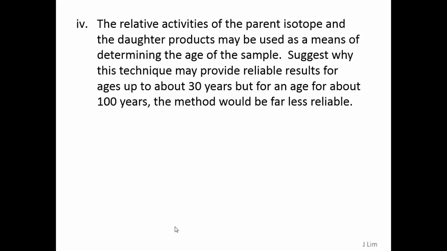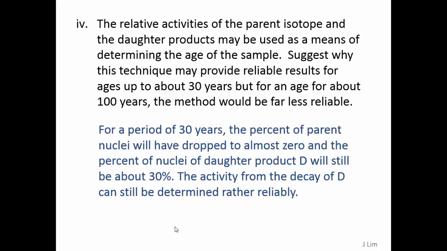The relative activities of the parent isotope and the daughter product may be used as a means of determining the age of the sample. Suggest why this technique may provide reliable results for ages up to 30 years, but for an age of about 100 years, the method would be far less reliable. For a period of 30 years, the percentage of parent nuclei will have dropped to almost zero, and the percentage of nuclei of daughter product D will still be about 30%. The activity from the decay of D can still be determined rather reliably.